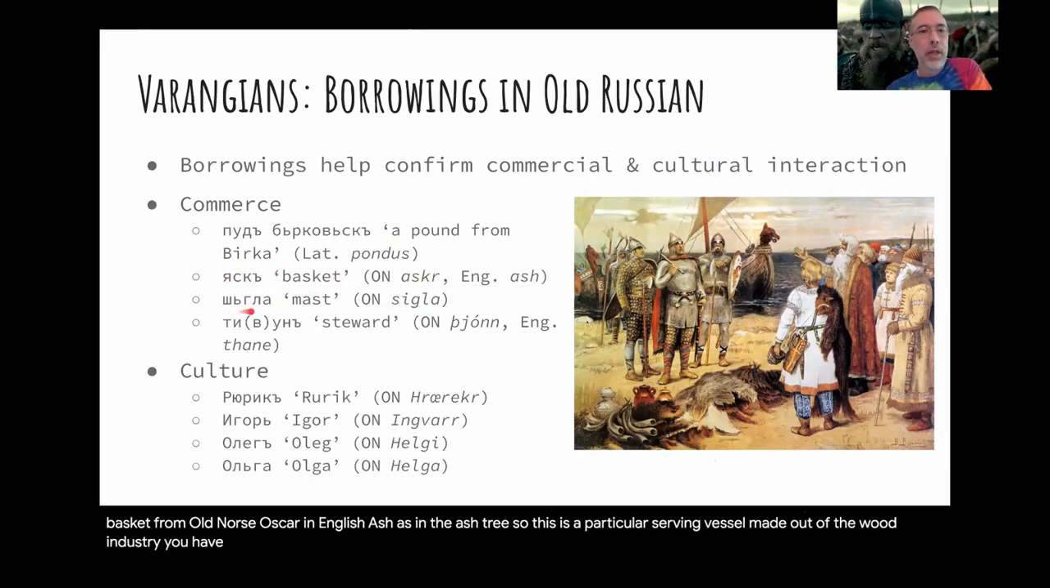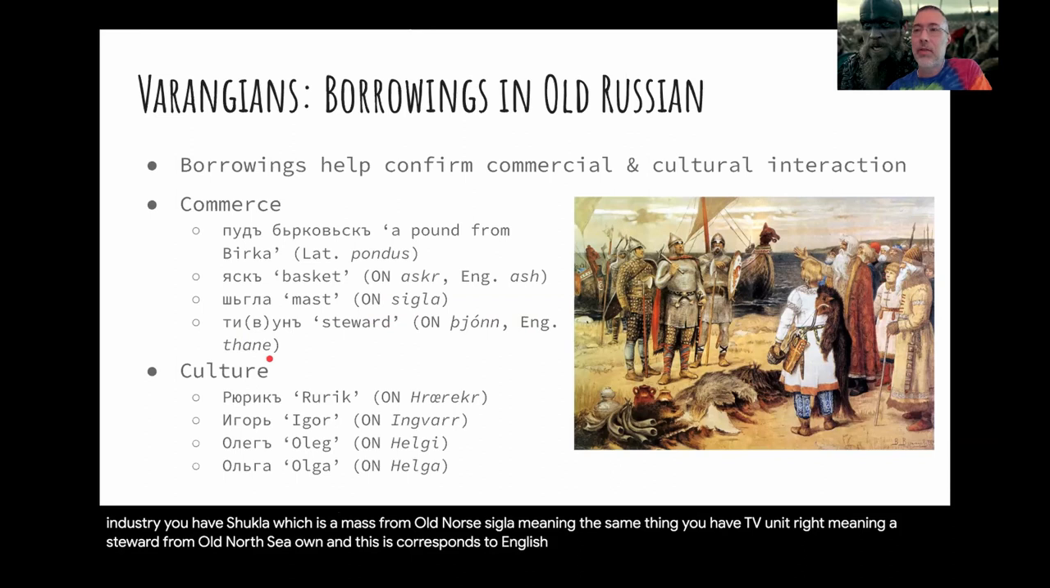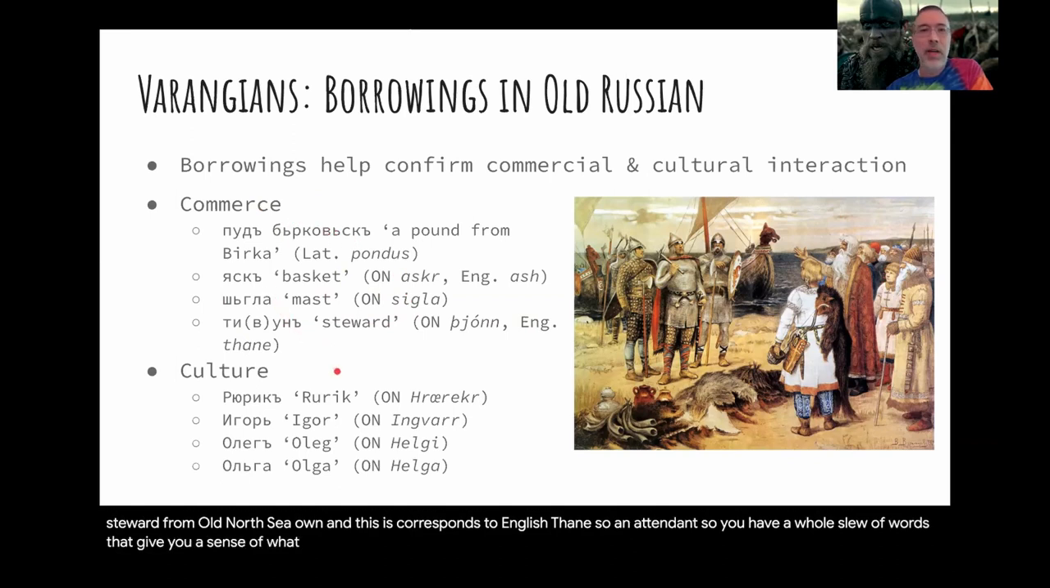You have shigla, which is a mast, from Old Norse sigla, meaning the same thing. You have tivun, right, meaning a steward, from Old Norse thjon. This corresponds to English thane, so an attendant. Right. So you have a whole slew of words that give you a sense of what kind of commerce they had going on between Eastern Scandinavia and Western Russia in modern terms.